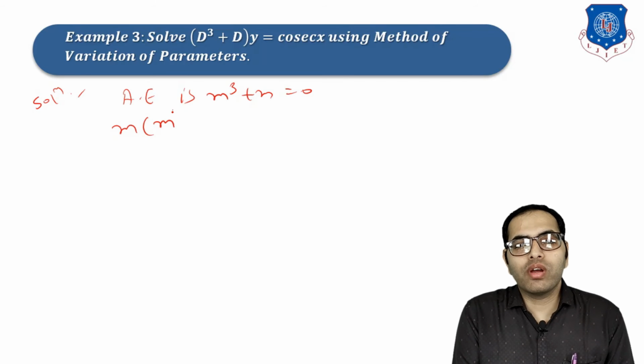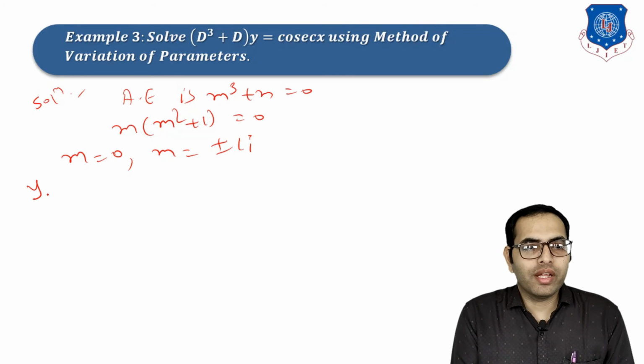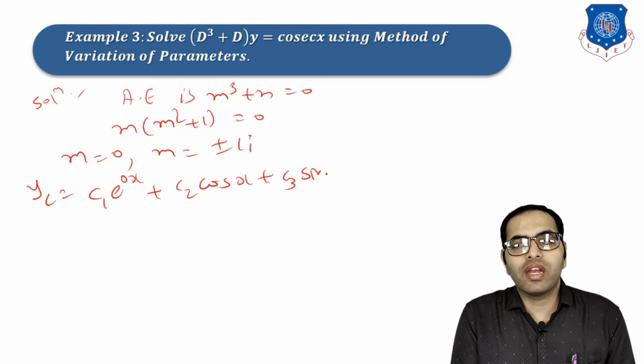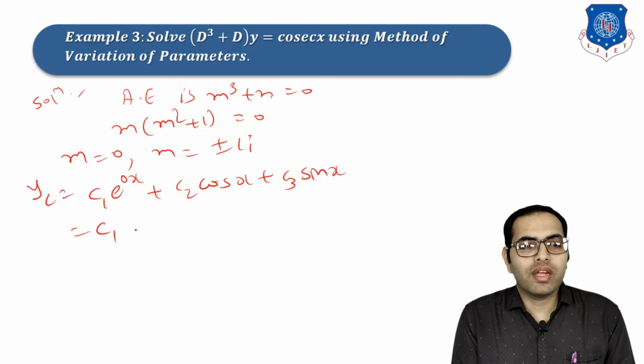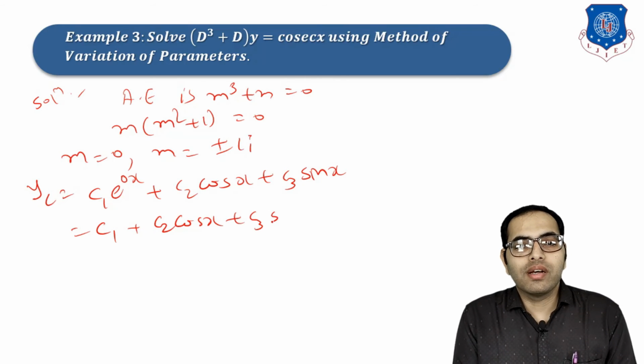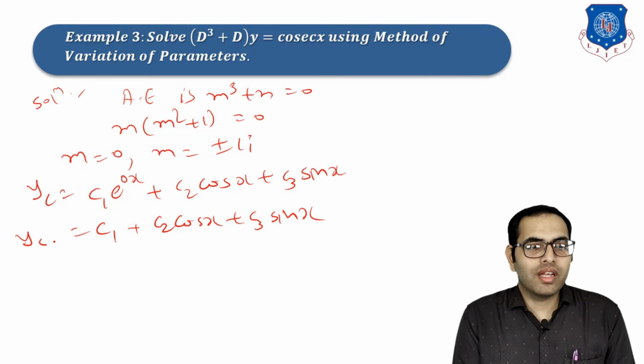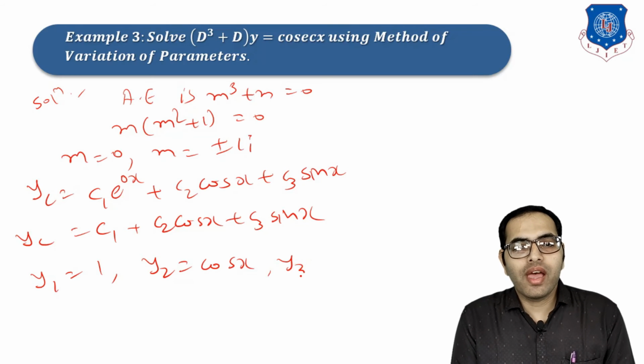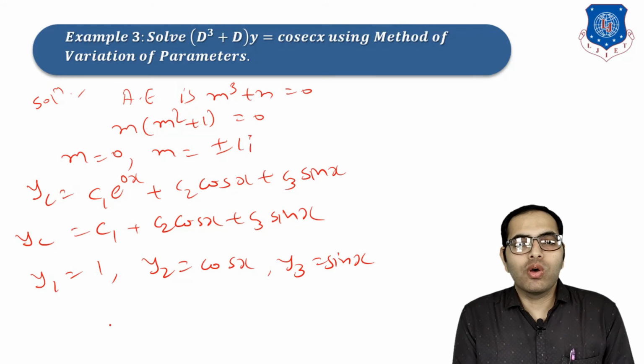Here m will be common out, then m square plus 1 equal to 0, then m becomes 0 and m is equal to plus or minus 1i. Then yc equal to c1 e raised to 0x plus c2 cos x plus c3 sin x. Then it becomes e raised to 0, that is 1, then c1 plus c2 cos x plus c3 sin x, that is our yc. Then according to that, y1 is equal to 1, y2 is equal to cos x and y3 is equal to sin x.